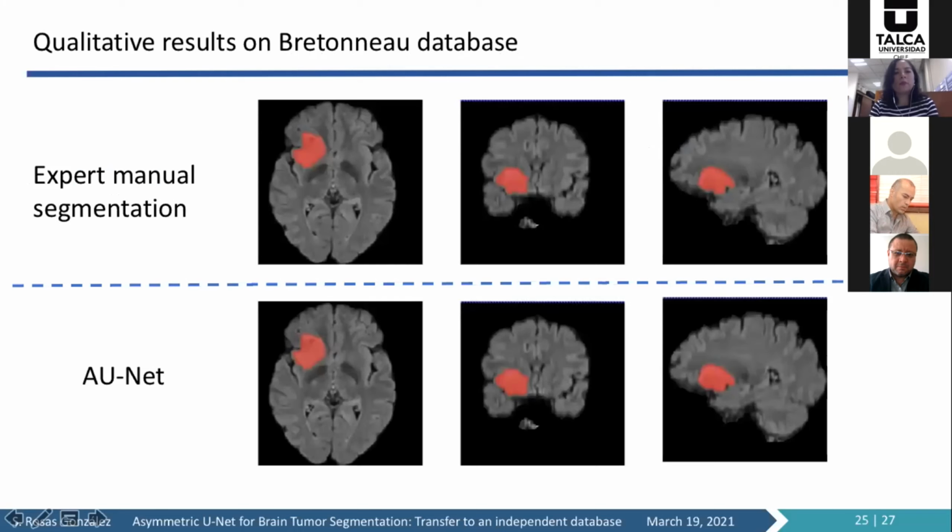Our qualitative results on the Bretonneau database show that there is no difference between the expert manual segmentation and the segmentation made by our asymmetric U-Net.